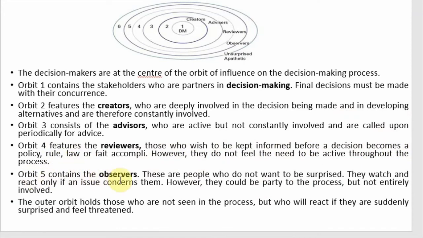Now orbit 5 contains the observers. Observers are those who look from outside. If there is any problem, they will react to it. Okay, so these are the people who do not want to be surprised. They watch and react only if an issue concerns them. However, they could be party to the process but not entirely involved.